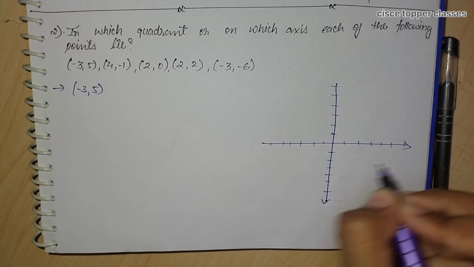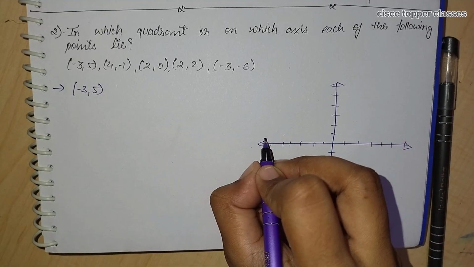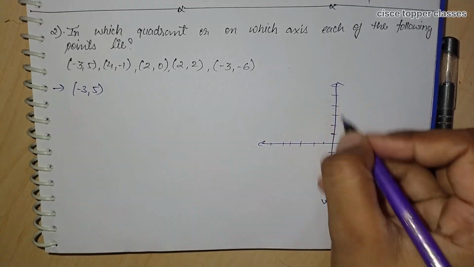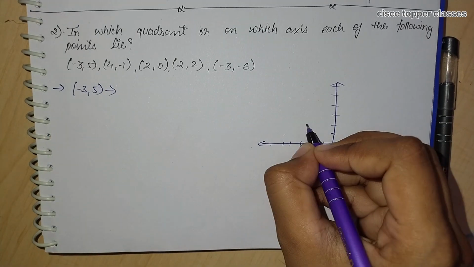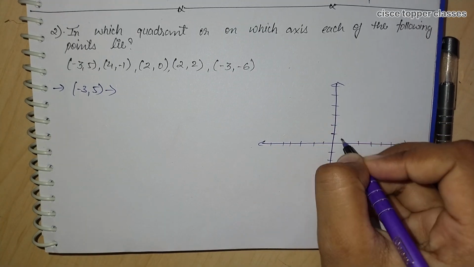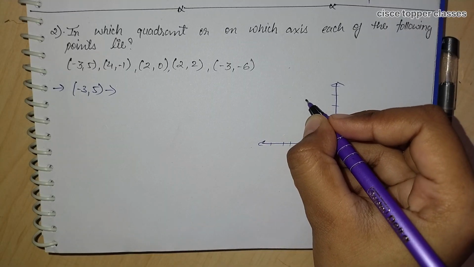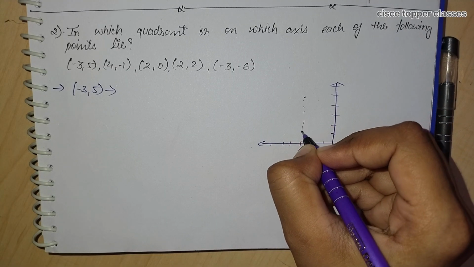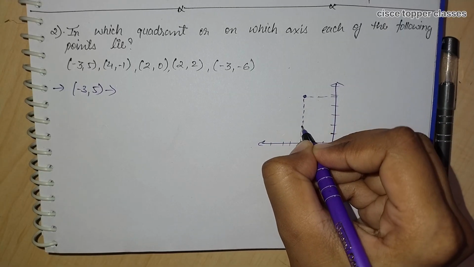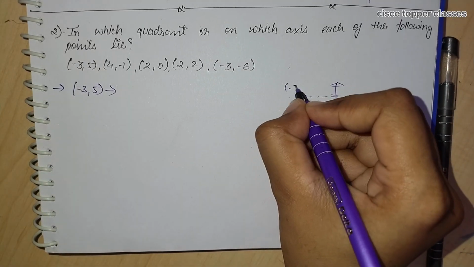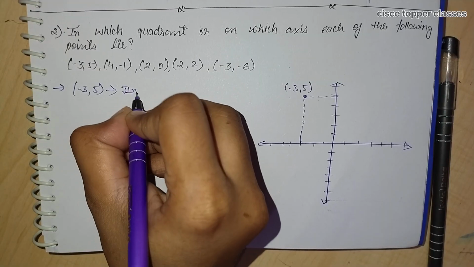If we write these points here, -3 by 5 will be on the negative of x-axis, -3, and positive of y-axis, 5. So it is in the second quadrant. So 5 is somewhere here and 3 is somewhere here. If we mark a point like this, this is the point -3 by 5. So it lies in the second quadrant.